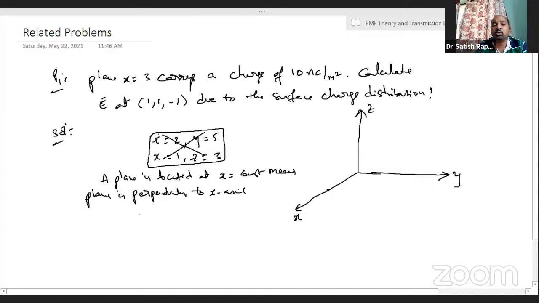On the other hand, if the plane is located at y equal to constant, that means what? The plane is perpendicular to the y-axis. And if the plane is located at z equal to constant, in the sense the plane is perpendicular to the z-axis, right? So therefore, we can draw like this.